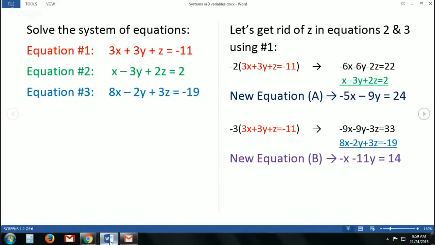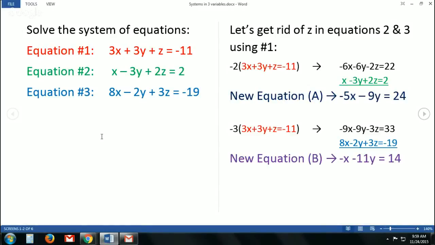Let's talk about solving a system of equations with three variables and three equations using the elimination method. There are lots of different ways that you can solve a system of equations, but elimination seems to be an easy way to go about this one. First, notice that I've labeled each of my equations, equation 1, equation 2, and equation 3, so that they'll be easier for us to talk about.